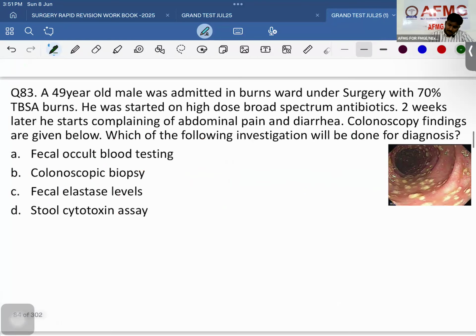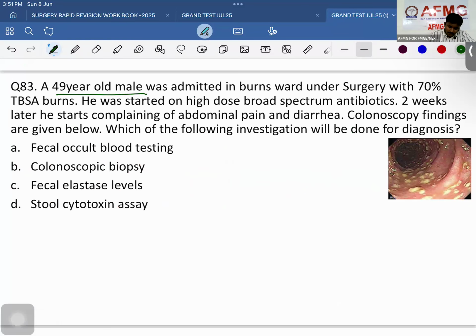Next important, if I talk about question number 83, a 49-year-old male, beta, was admitted in burns ward under surgery, beta, with 70% of total body surface area burns. He was started on high dose of broad spectrum antibiotics, bache. 2 weeks later, now the patient starts complaining of abdominal pain along with diarrhea. Colonoscopic findings have been given below. Which among the following investigations will be done for patient's diagnosis? What is the provisional diagnosis?